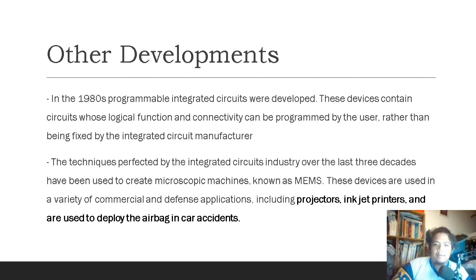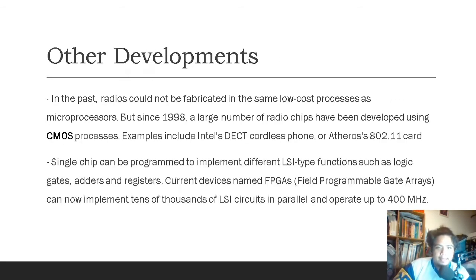The second one is the techniques perfected by the integrated circuit industry over the last 3 decades have been used to create microscopic machines known as MEMS. These devices are used in a variety of commercial and defense applications, including projectors, inkjet printers, and are used to deploy the airbag in car accidents. Next, in the past, radios could not be fabricated in the same low-cost process as microprocessors. But since 1998, a large number of radio chips have been developed using CMOS processes.